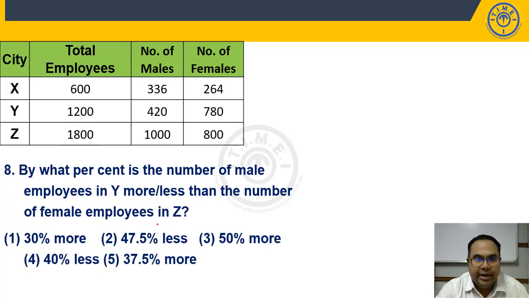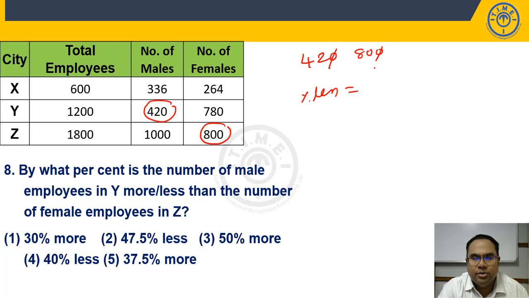By what percentage is the number of male employees in Y 420 more or less than female employees in Z? Female employees in Z is 800. So obviously 420 versus 800, it is less. So I can ignore 0. Percentage less.